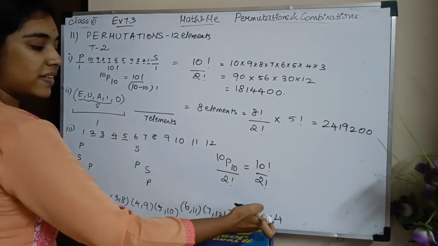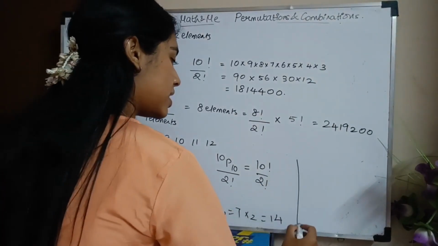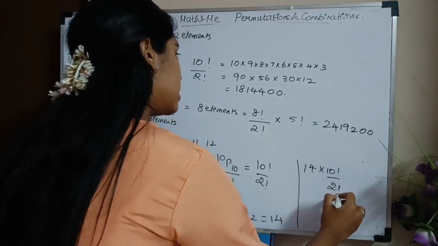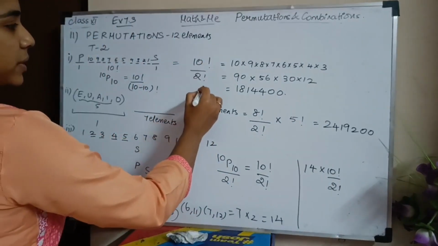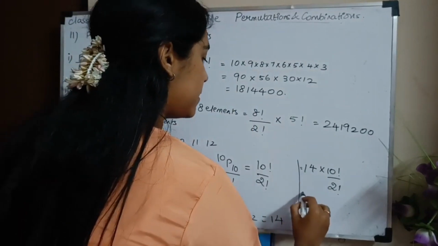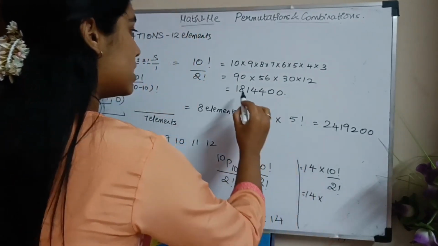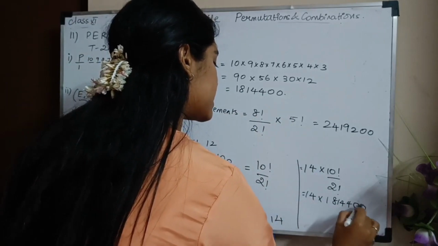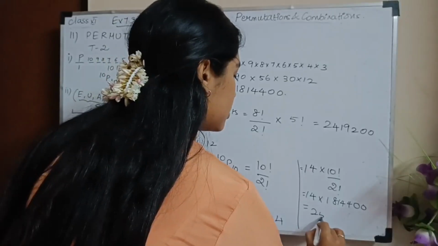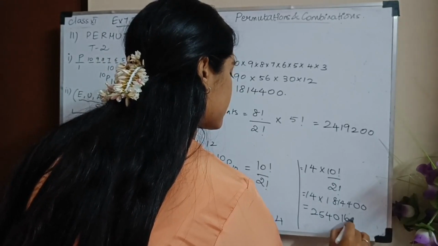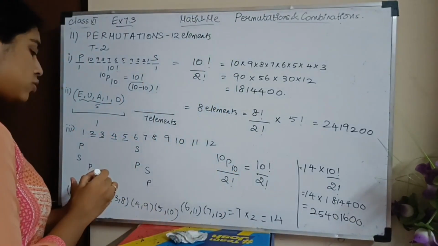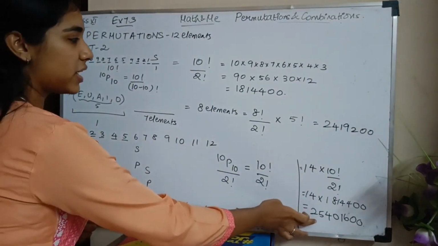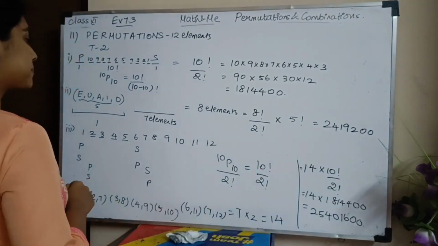So what will be my final answer? 14 times 10 factorial divided by 2 factorial. 10 factorial divided by 2, we already did it here. So that will be 14 times 1814400. So this will be my final answer. Please do all the calculations. I have already done the calculation earlier, so I am just writing the final answer. Please do the calculation.